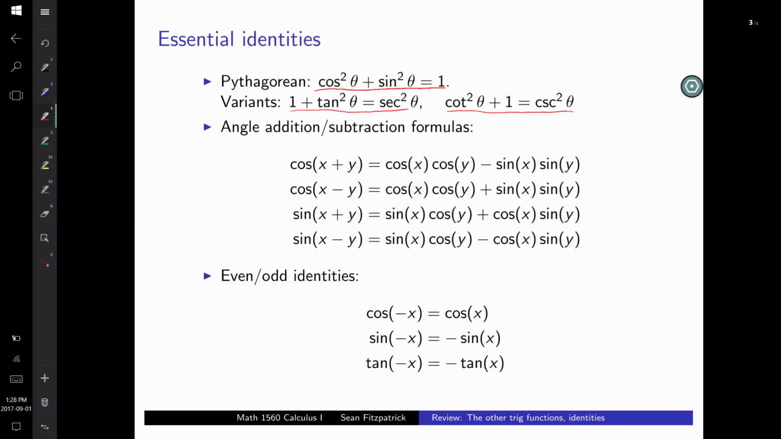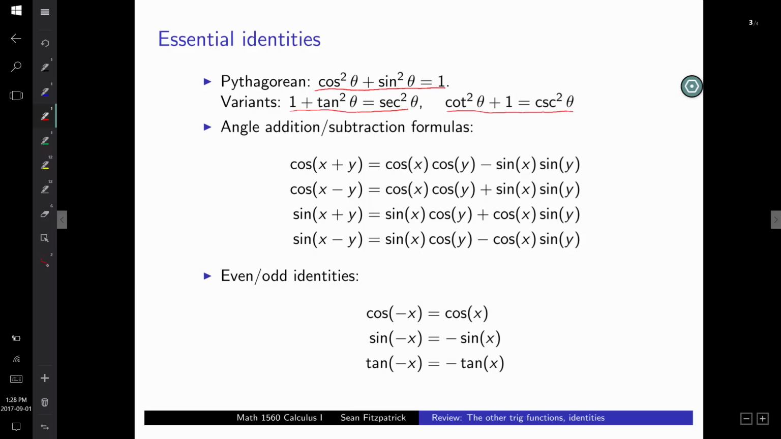And so the reason I'm listing these as essential is it turns out that basically every other identity that you could possibly need in a calculus course can be derived from the identities that you see on this page. They cover pretty much everything that you need to know.